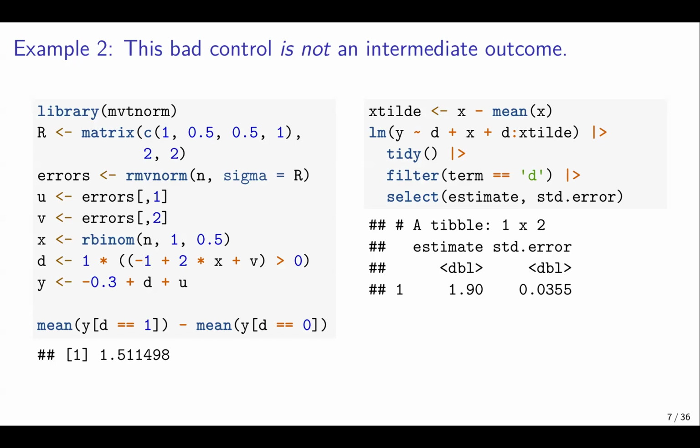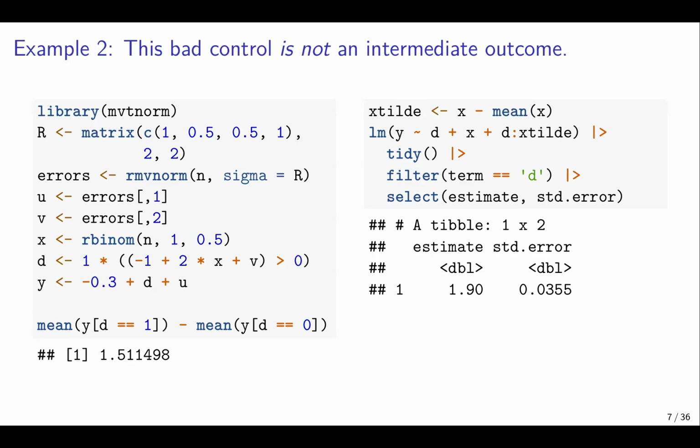We can see that right in the code on the left-hand side of the slide. X comes first, followed by d. All right, so let's try to do our regression adjustment. Same exact code as on the last example. So we're going to use regression adjustment by regressing y on d, x, and the interaction between d and a demeaned version of x. So here's our estimate. Here's our standard error, 1.9. Nice tight standard error, about 0.04.